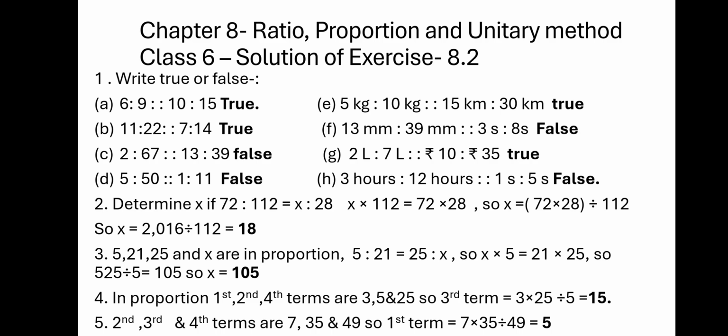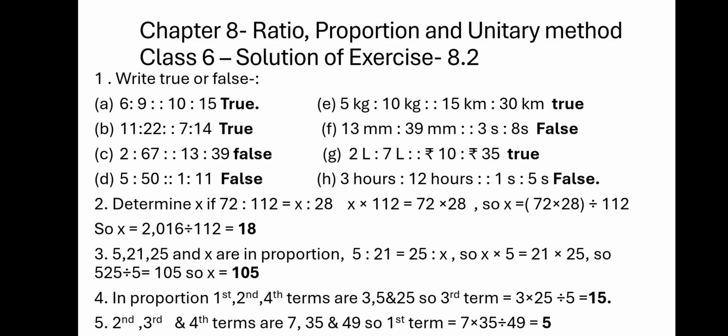Third question. 5, 21, 25 and x are in proportion. So 5 is to 21 equal to 25 is to x. x into 5, that is product of extremes, equal to product of means, 21 into 25. So 525 divided by 5 is 105. So x is equal to 105. Fourth question.